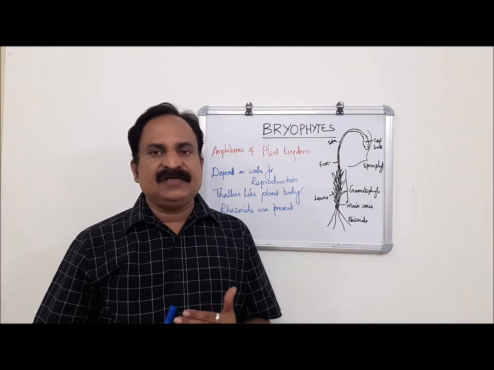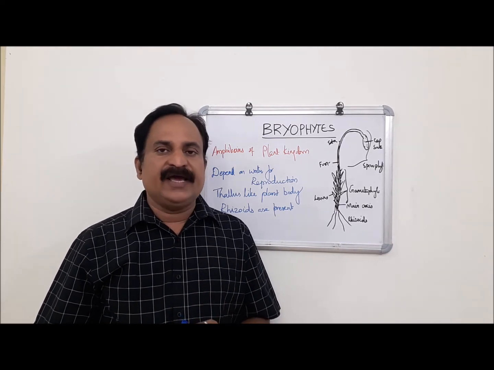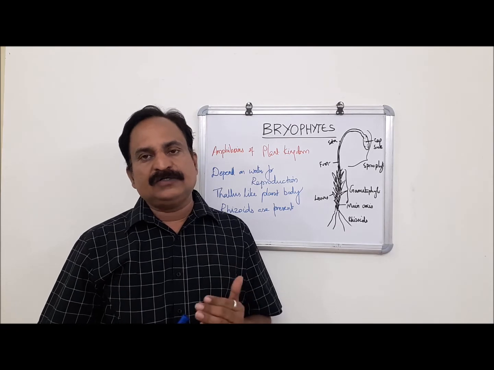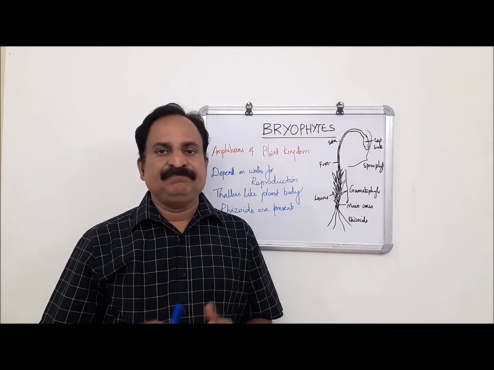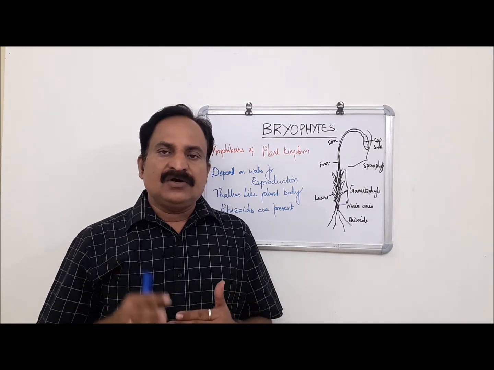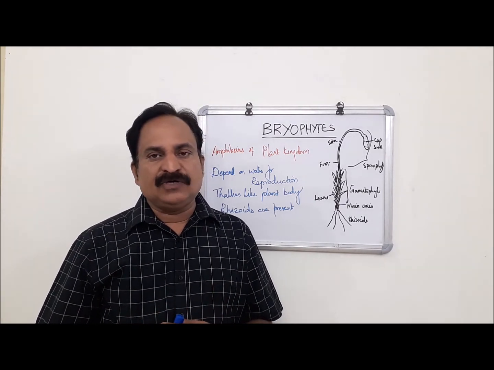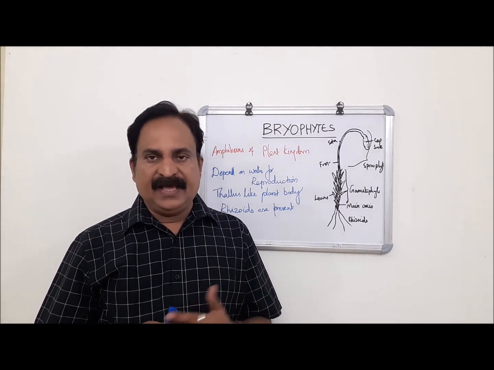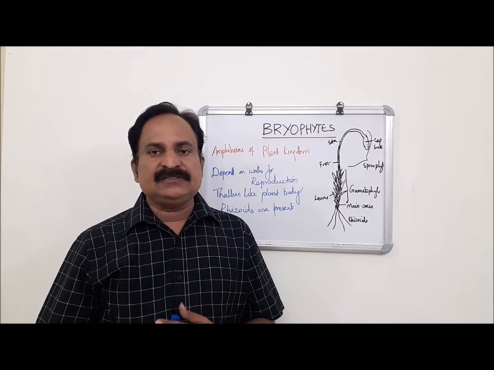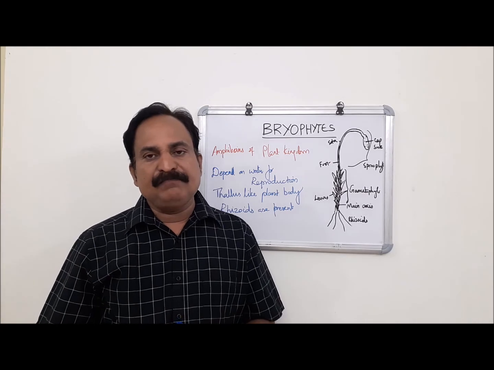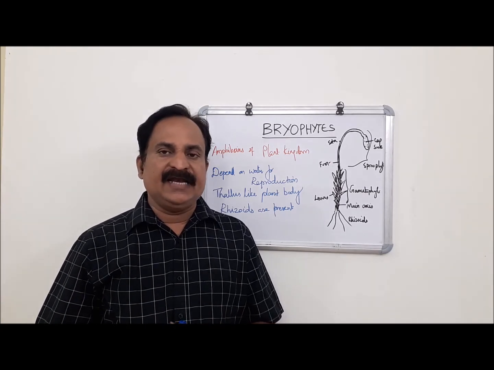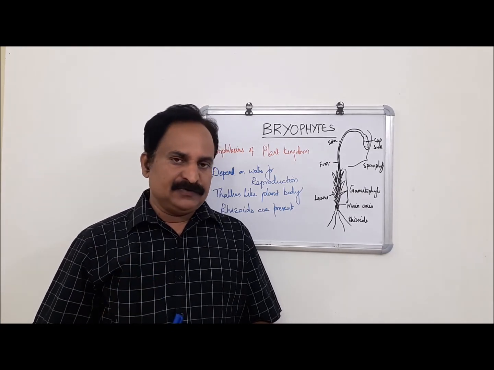Mosses along with lichens are the first organisms to colonize rocks and hence are of great ecological importance. They decompose rocks, making the substrate suitable for the growth of higher plants. Since mosses form dense mats on the soil, they reduce the impact of falling rain and prevent soil erosion.